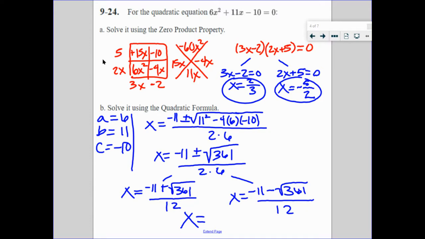So for your answers for this, you should get 2/3 and negative 5/2.